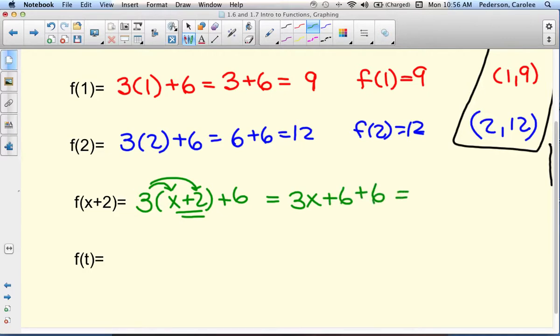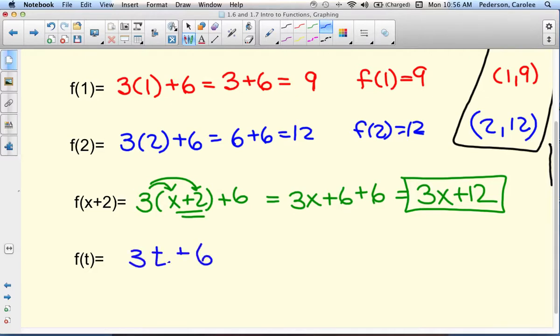So 6 plus 6 is 12. So what we have is an expression of 3x plus 12. The last one is just evaluating the expression for f of t. So replace that x with t. And again, we have an expression.